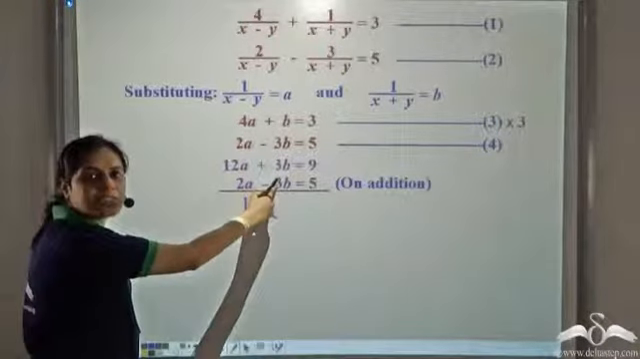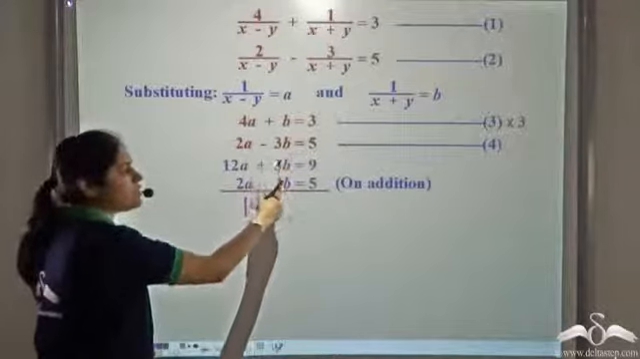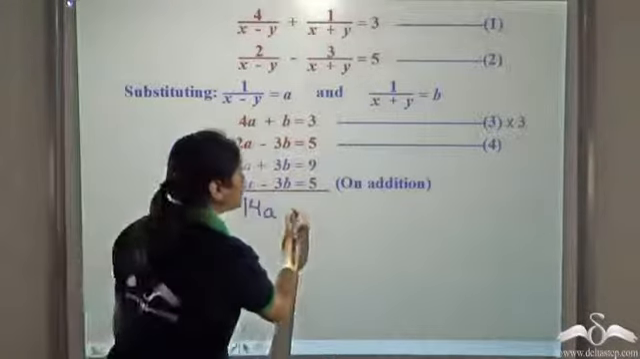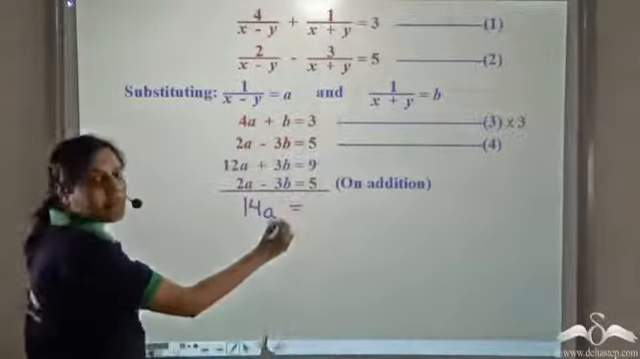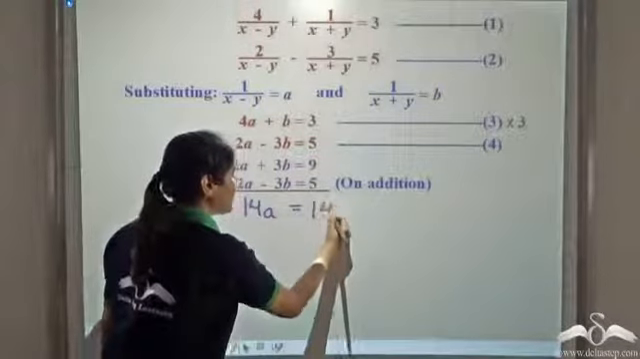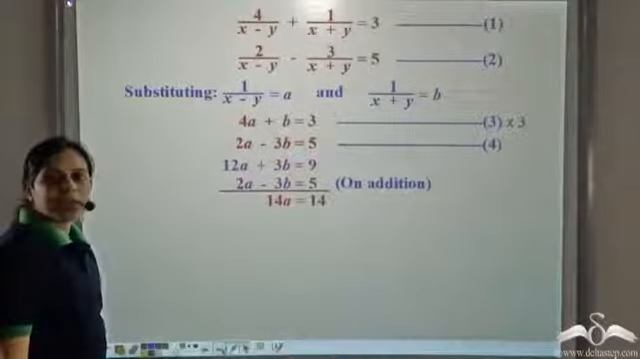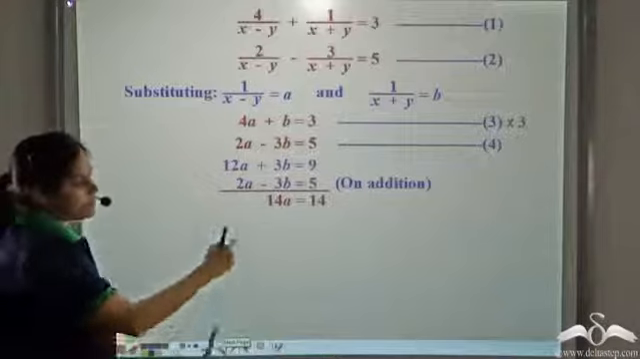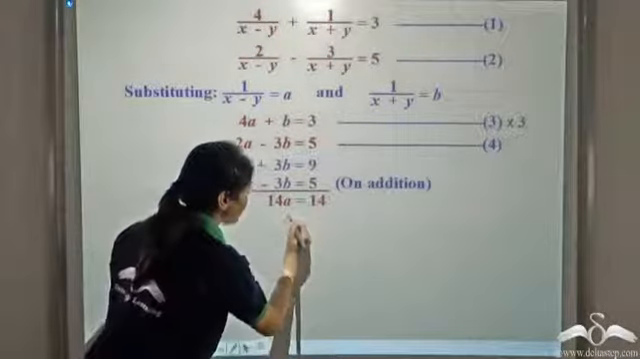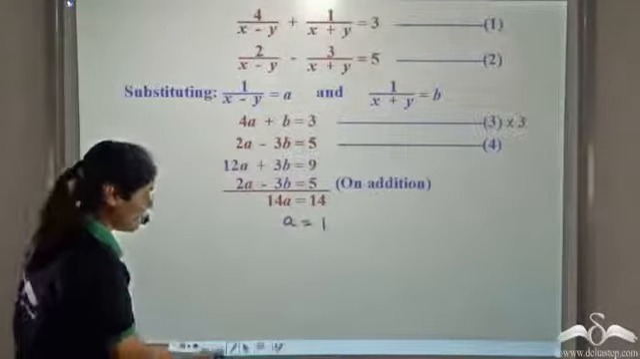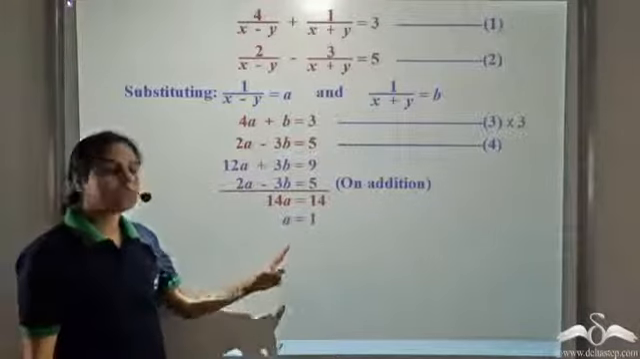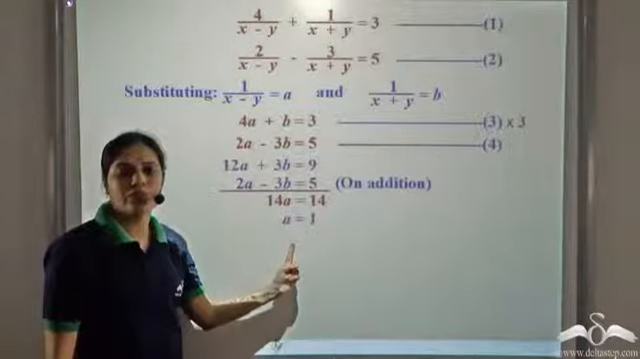3b minus 3b gives us 0. So this is cancelled. Equal to 9 plus 5 is 14. So we have 14a is equal to 14. So this gives a is equal to 1. So we have got the solution as a equal to 1.